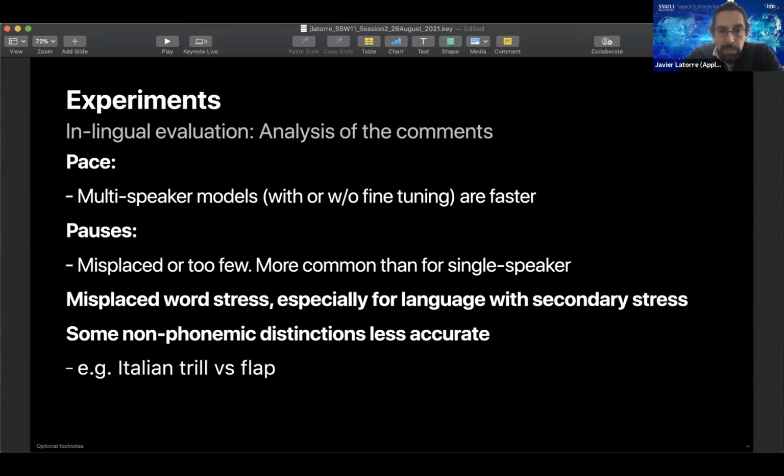There are also some misplaced word stresses, especially for languages with secondary stress in compound words like German. And sometimes we had non-phonemic distinctions that were less accurate, like in Italian, where the trill and the flap were sometimes confused. That was probably because we didn't have the distinction in the transcription.